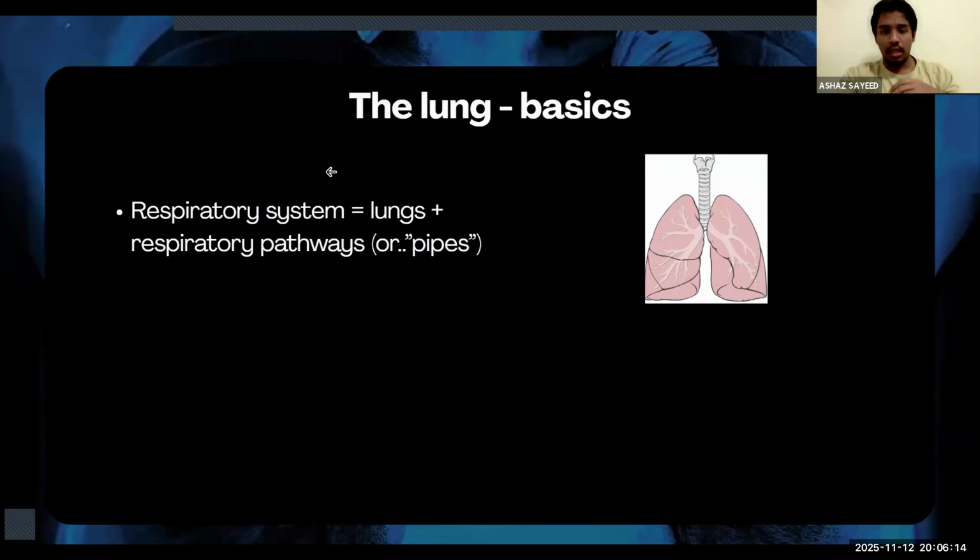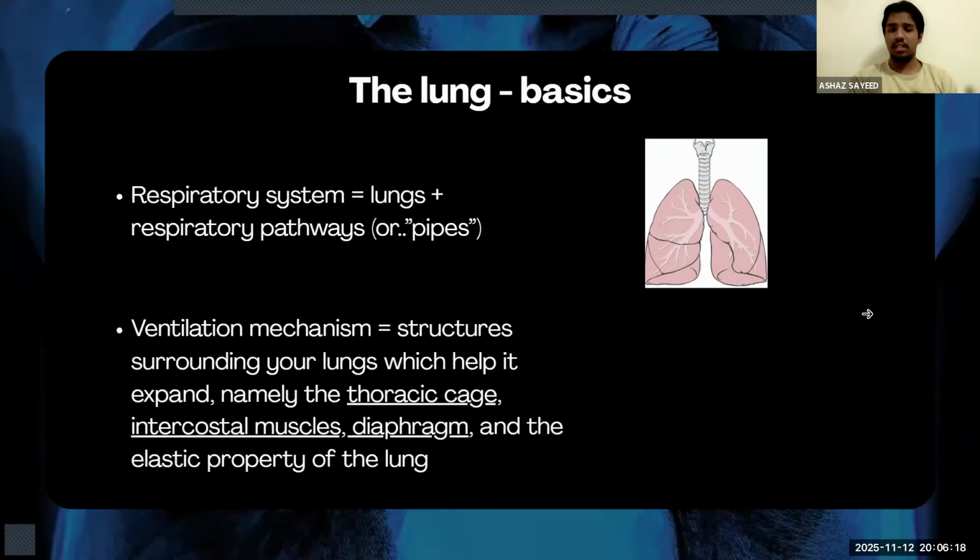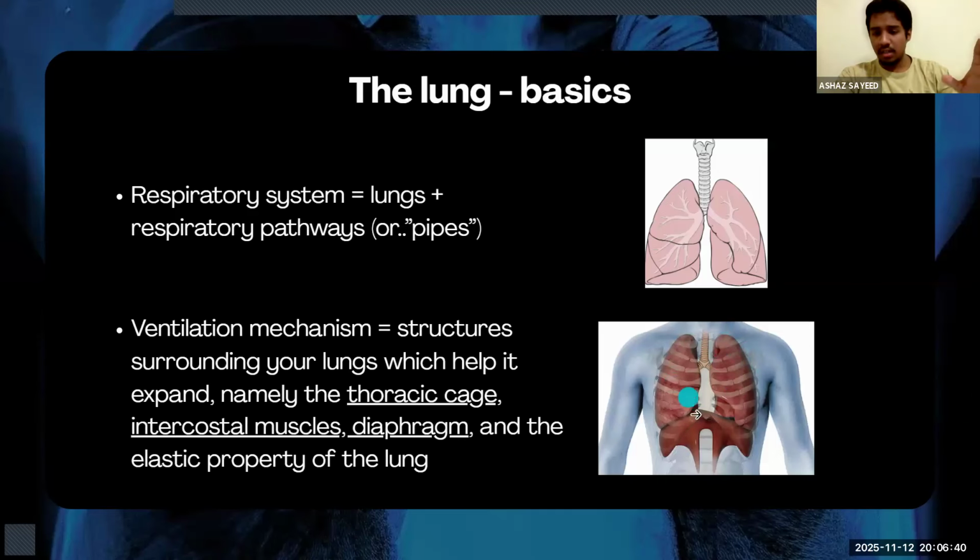Another thing is you have to know the ventilation mechanism. Not only do you have your lungs for respiration, as my colleague Lotus mentioned, you also have your intercostal muscles, your diaphragm, the thoracic cage, all of these. These work in unison to help your lung expand and to allow air to enter your system. That's all the basics you need to know. It looks like this: you have your lung, and surrounding it, you have your ribs, your diaphragm, and so on.